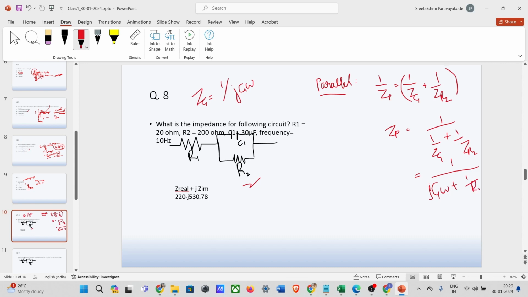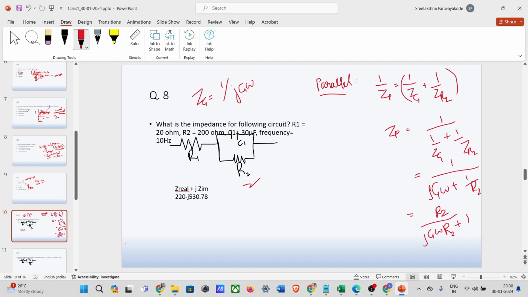Now I want to make it into a simplified form. So I'm cross multiplying with R2, so R2 will go up, and you will have J C1 omega R2 plus 1. So this format you got.